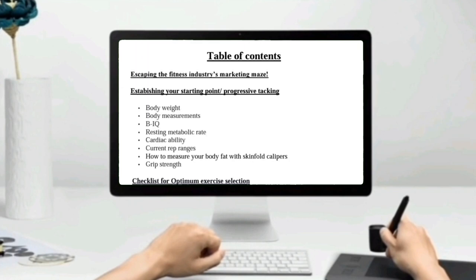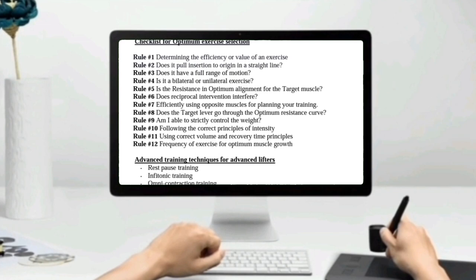This is the Brick by Brick do-it-yourself plan. It includes everything you need to know from escaping the fitness industry's marketing maze, why they won't tell you these things. How to begin tracking your progress, because without tracking, you don't actually know if you are making progress. Then we get into the actual rules of what determines if an exercise is efficient or not. There are 12 rules explained simply, and then we get into some advanced training techniques.